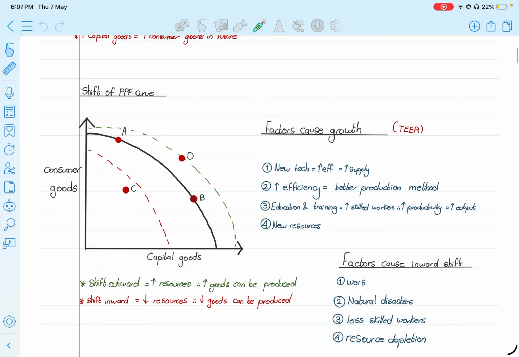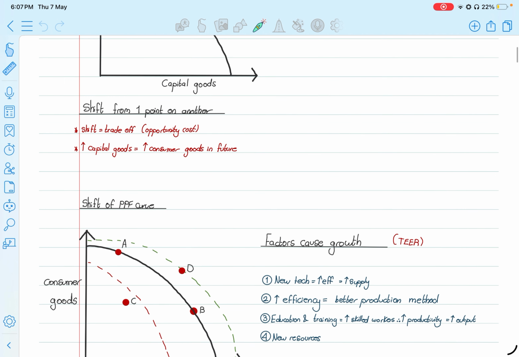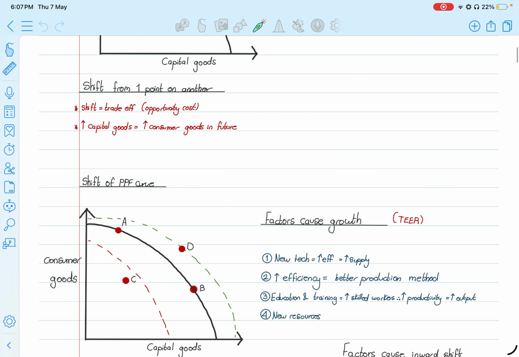Next, we've got the shift of the actual PPF graph. To begin, let's see the factors that cause growth. Growth is when the PPF graph moves towards the right. There are four different reasons for this. First, new technology. New technology increases efficiency. When efficiency increases, so does productivity. More output, more profit.